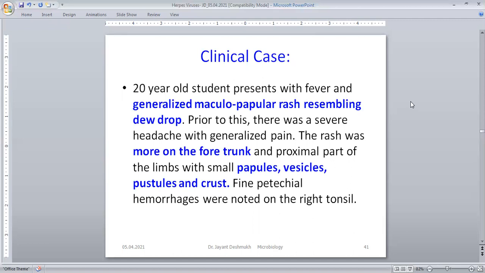The keywords in this clinical case: generalized lesions, mostly on the trunk, resembling dewdrops, superficial lesions. Superficial lesions most commonly occur in children, whereas in adults, as in this 20-year-old, there is involvement of the deep layers of the skin and deep-seated lesions. So dewdrops are mostly the presentation in children, but sometimes may occur in adults. Due to the dewdrop appearance, maculopapular rash, all types of lesions, and origin from the trunk, it is possibly a case of chickenpox.